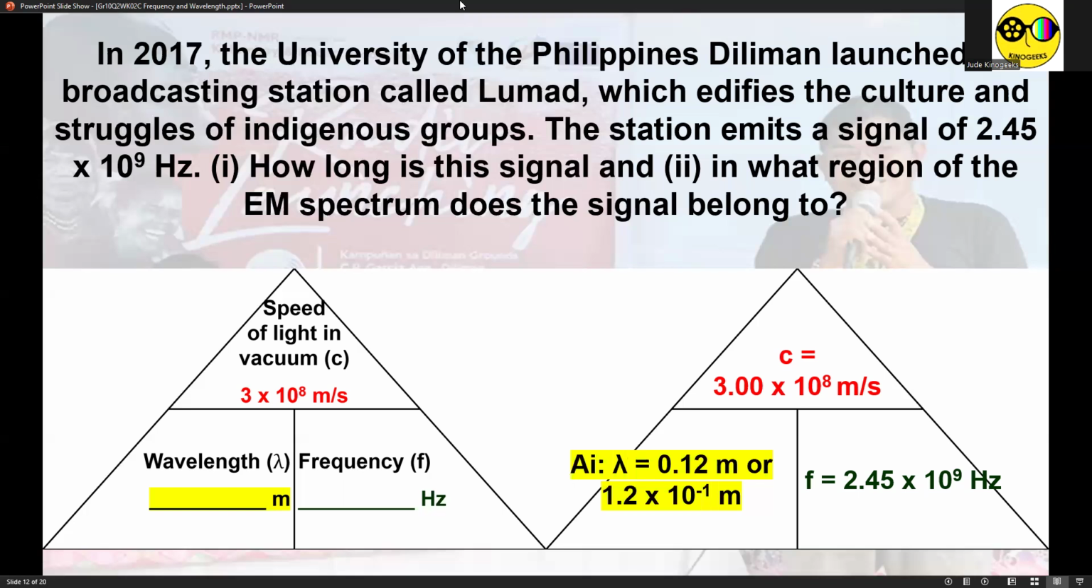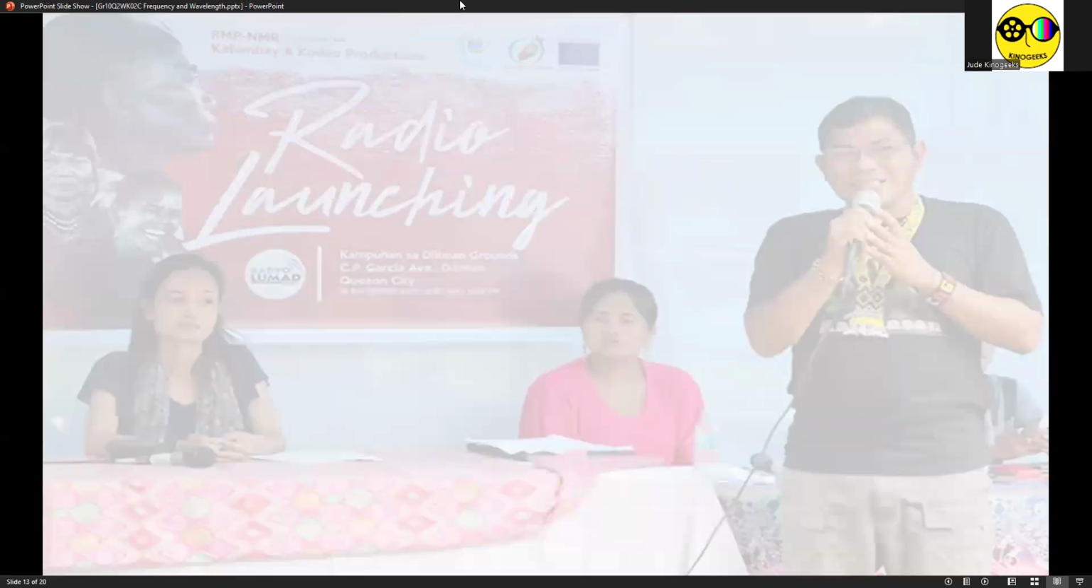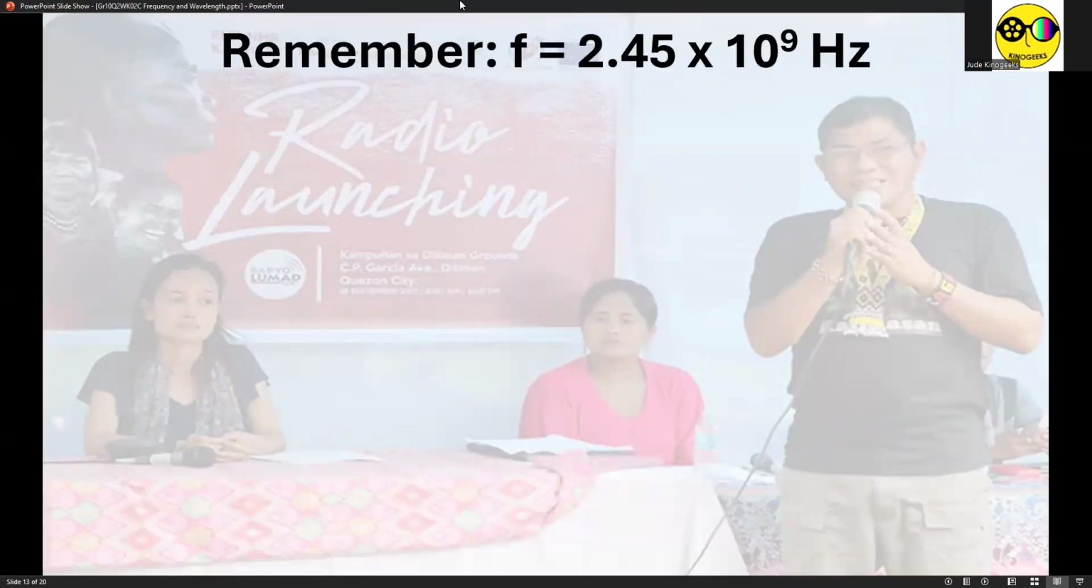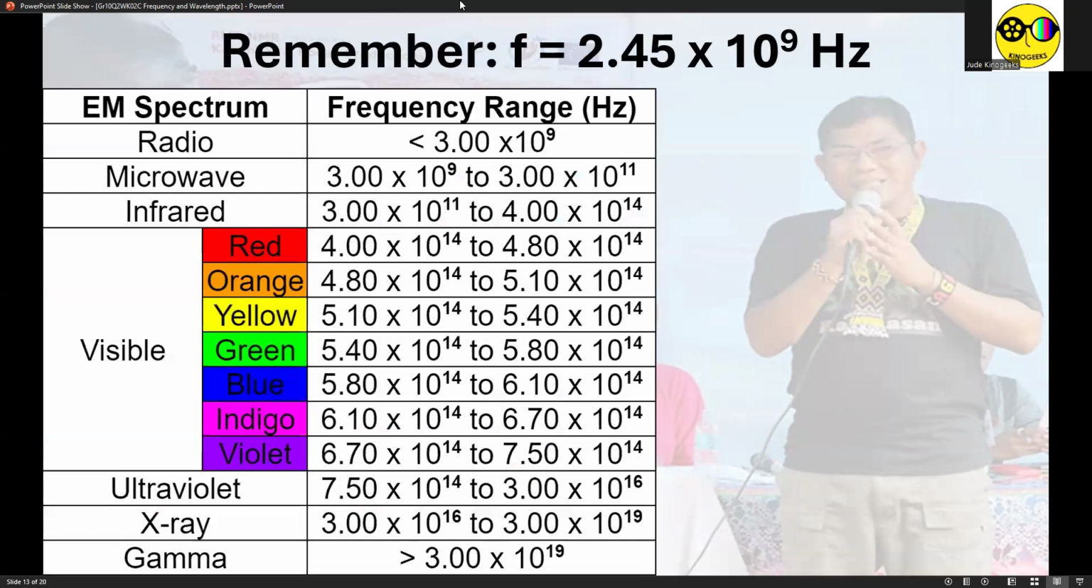So now that we answered the first question, it's time to answer the second question. In what region of the electromagnetic spectrum does the signal belong to? To answer it, we need the help of the frequency and the frequency table. So how do we read and interpret this frequency table? First and foremost, you have to look for the exponent in the scientific notation in the frequency. And the exponent is obviously positive 9.